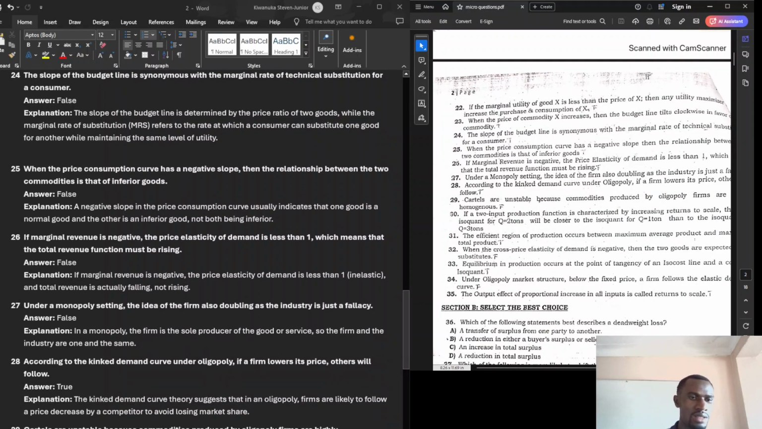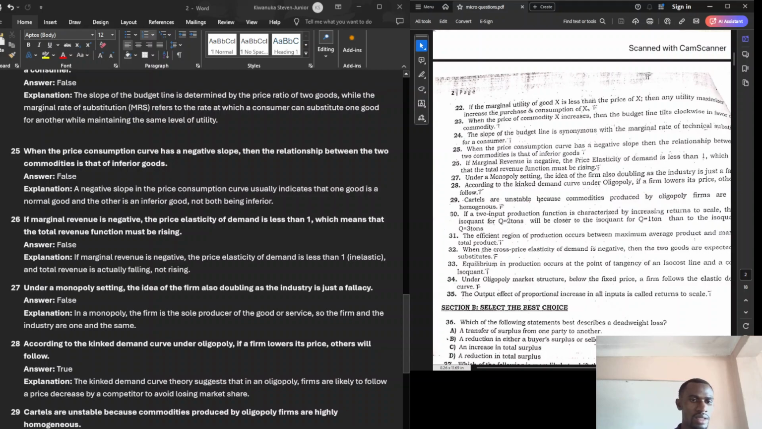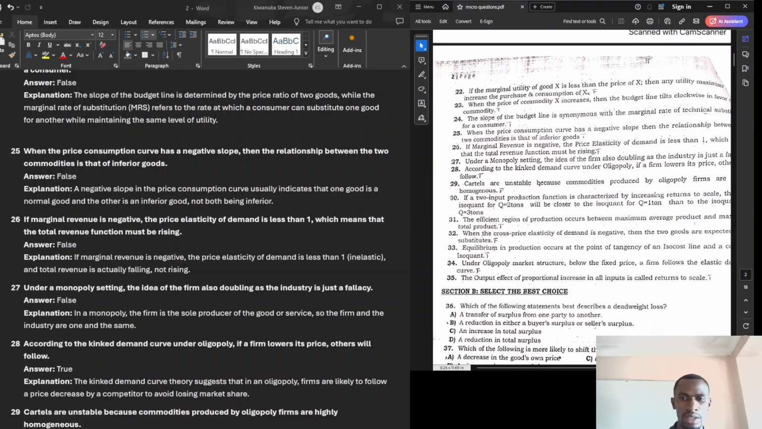Yes, that is it. The kinked demand curve theory suggests that in an oligopoly, we know some of the characteristics of oligopoly farms, that the goods are of the same price. Farms are likely to follow a price decrease by a competitor to avoid losing the market. Yeah, that is one way of maintaining the competition.